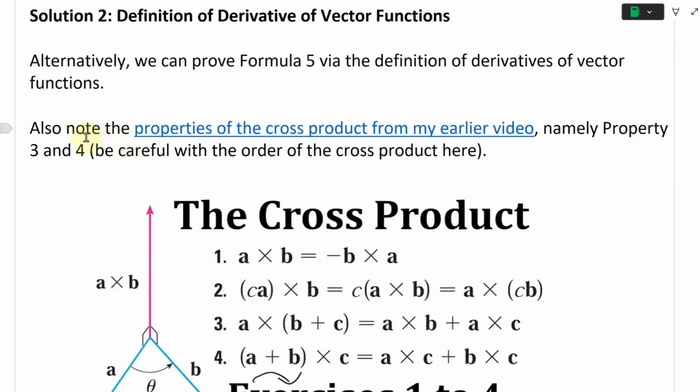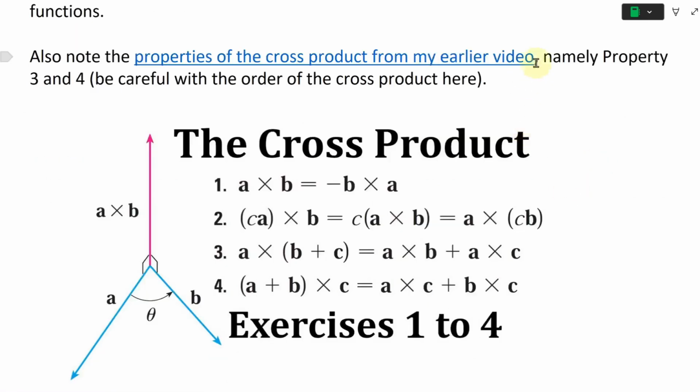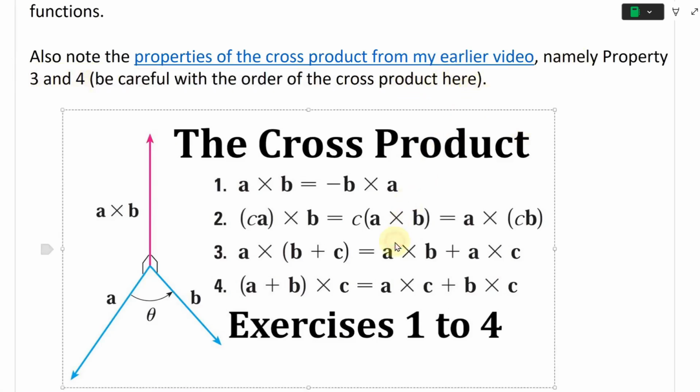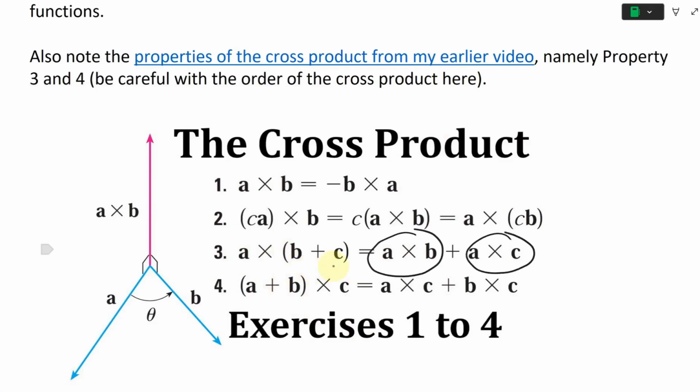And before we do that, I just want to note the properties of the cross product from an earlier video, namely property 3 and 4, and also be careful with the order of the cross product here. Here's property 3 from an earlier video, and the link is over here. If you have A cross (B plus C), then you can just multiply the cross products inside: A cross B plus A cross C.